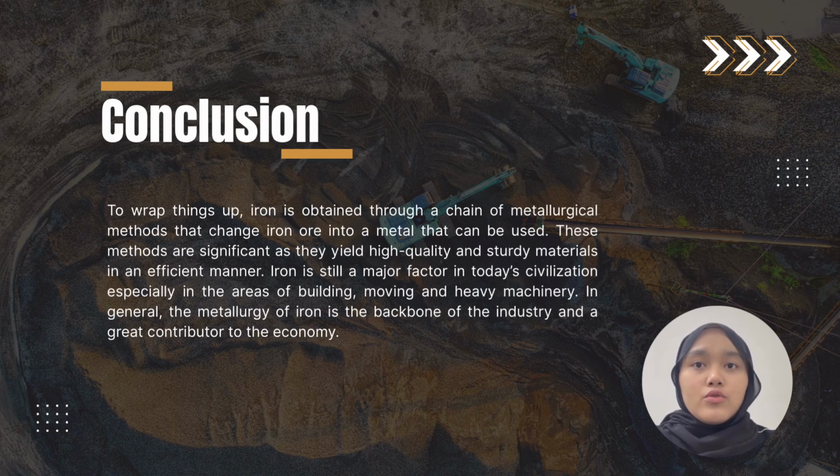For conclusion, to wrap this up, iron is obtained through a chain of metallurgical methods that turn iron ore into a metal that can be used. These methods are significant as they yield high quality and sturdy materials in an efficient manner. Iron is still a major factor in today's civilization, especially in the areas of building, transportation, and heavy machinery. In general, the metallurgy of iron is the backbone of industry and a great contributor to the economy.